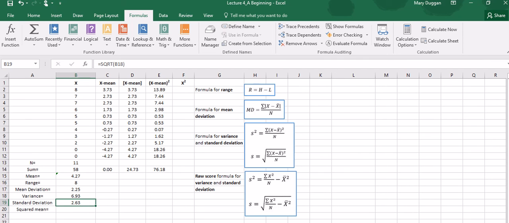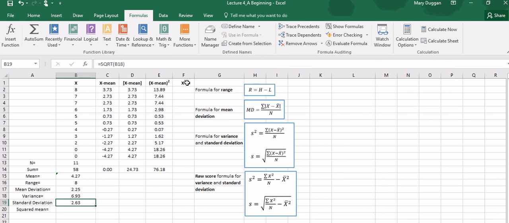I'm going to share with you one more way to find variance and standard deviation that might be simpler to calculate. Your textbook refers to this as the raw score formula, and this can be a bit simpler in that it requires fewer columns for calculations. So we're going to look at the raw score formula for variance, and as you can see, the numerator in this case is simply the sum of each score squared.